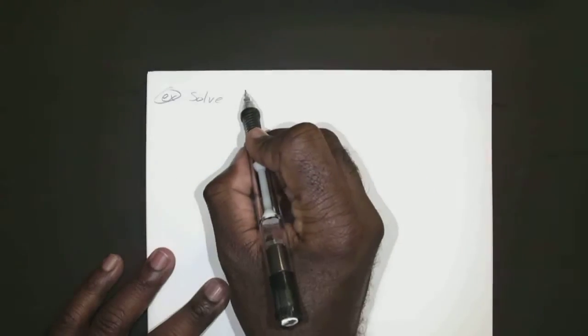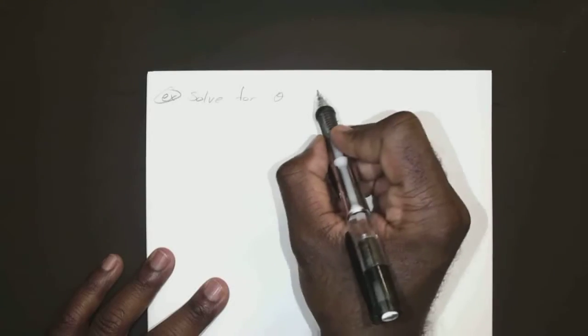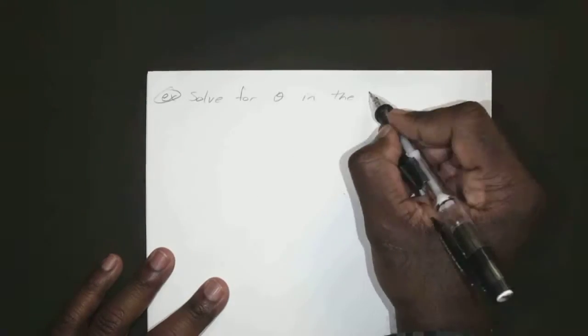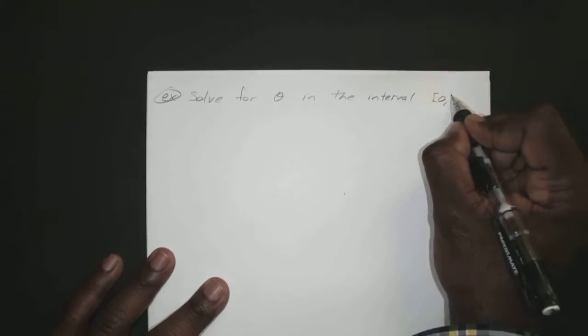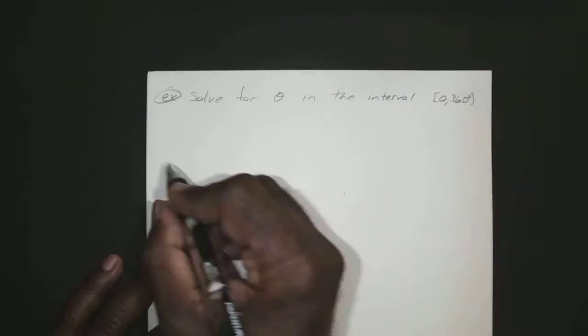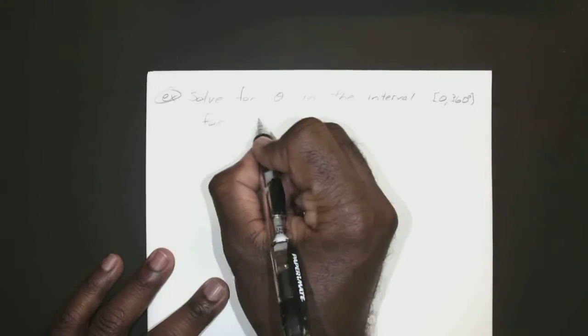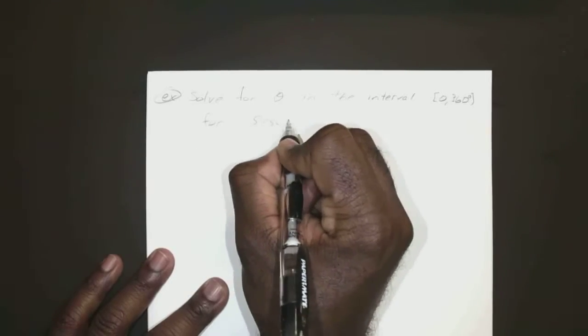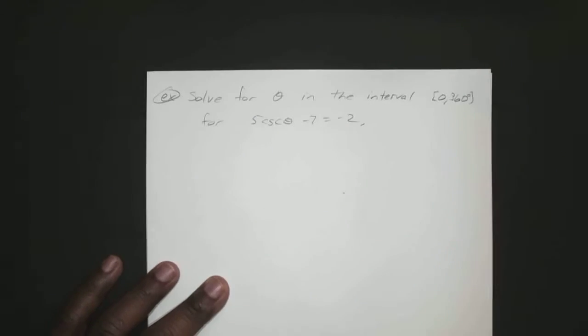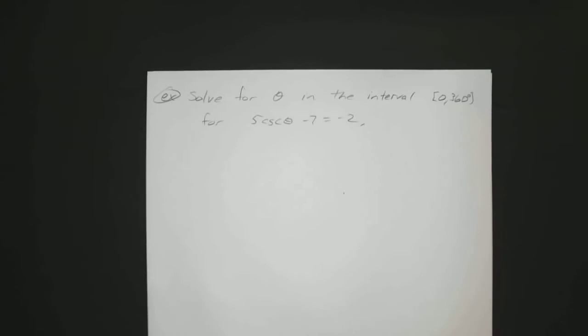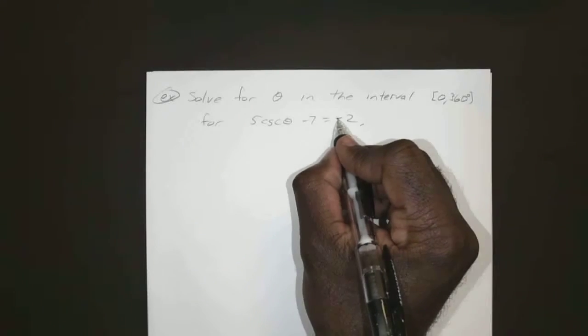Okay, so let's say for our next example, we want to solve for theta on the interval from 0 to 360 degrees for 5 cosecant theta minus 7 equals negative 2. Make that negative a little deeper. There we go.